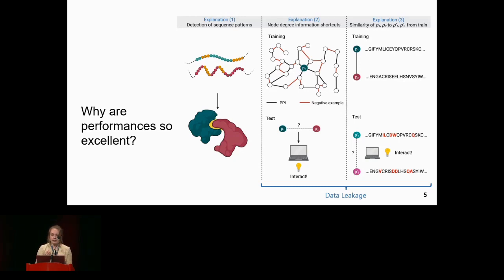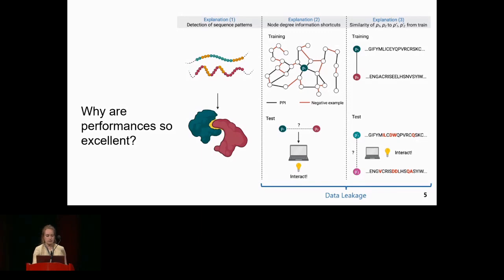Like that, you can leverage easier features, and one of these features is node degree information shortcuts. For example, here you can see that protein 1 just occurs in interactions in the training data, and then if it occurs again in a test interaction, it will probably also be predicted as interacting. Another kind of feature you can leverage is sequence similarity, and here the intuition is that the model will just look back into your training data, find the most similar sequences to your test interaction, and then just assign this label.